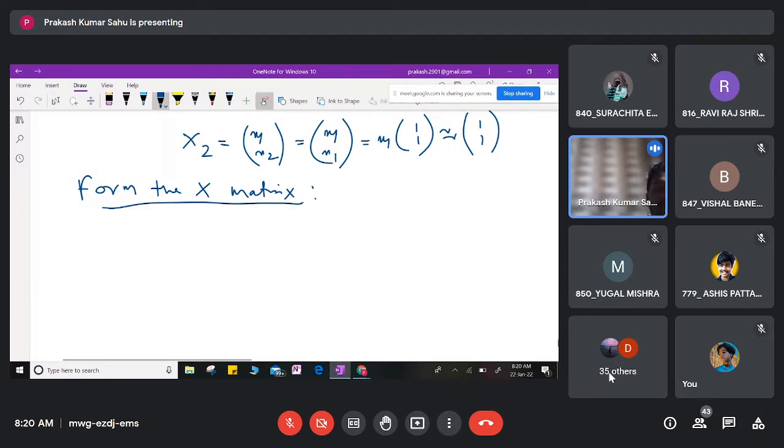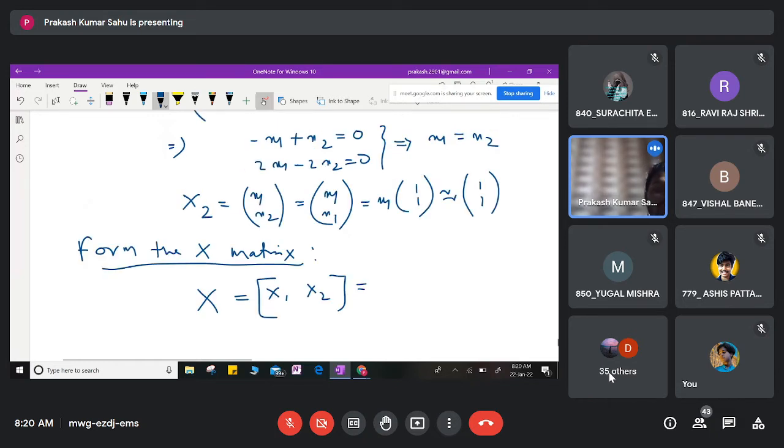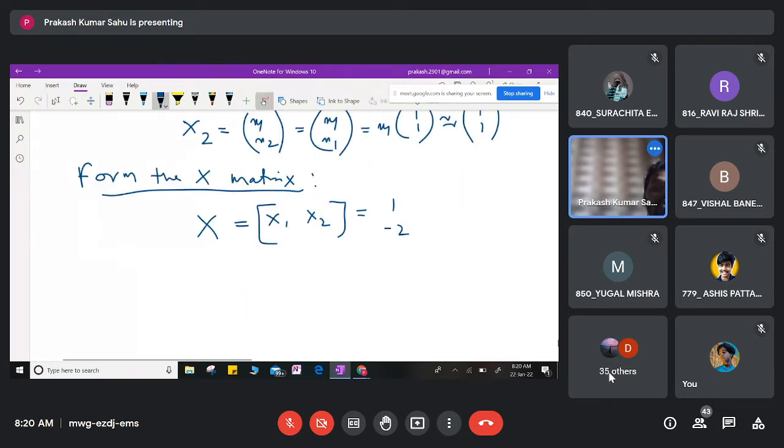So your X matrix is x1, x2. Your x1 is 1 and minus 2, so you write the first column as 1 and minus 2. And the second one is 1 and 1. So this is a 2 cross 2 matrix. This is your X matrix, that is called the model matrix. X is equal to [[1, 1], [minus 2, 1]].